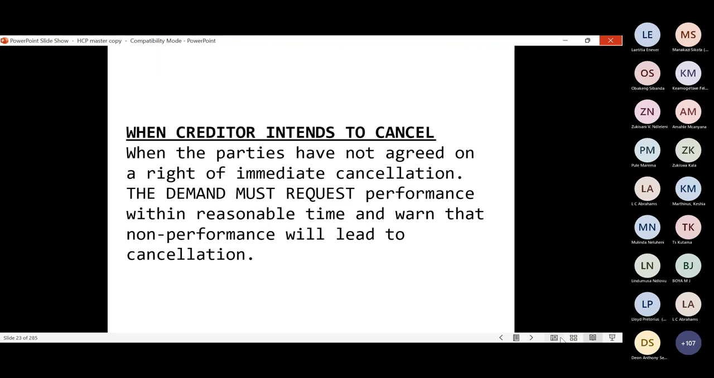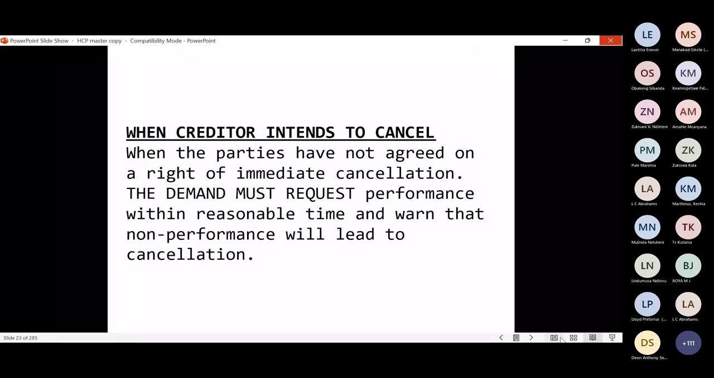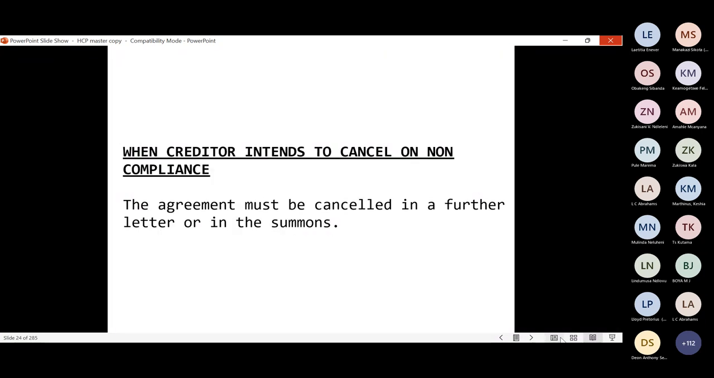When the creditor intends to cancel a contract, an agreement, and the parties have not agreed on a right of immediate cancellation, then in the letter of demand, you must request performance within a reasonable time, and then you warn the party that non-performance will lead to the cancellation of the contract. Okay, so that is another instance.